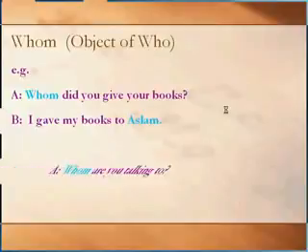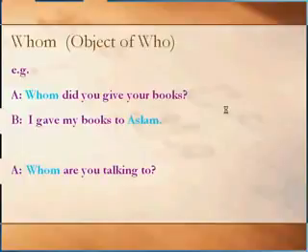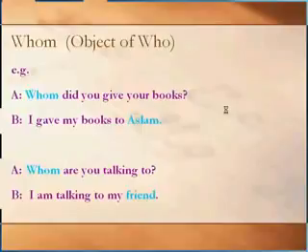Another example: whom are you talking to? Or you can also say who are you talking to, same thing. B: I'm talking to my friend. So you can see that whom does not represent I, which is the subject, and whom represents friend, which is the object, right? Indirect object, you can say. Well, talking does not take any object, but it's not the subject, remember that.